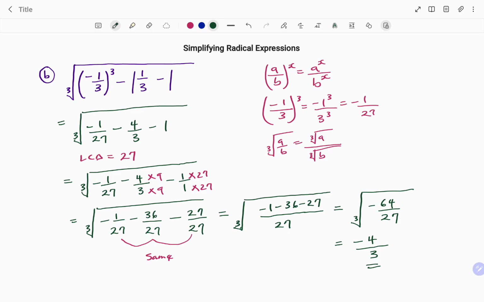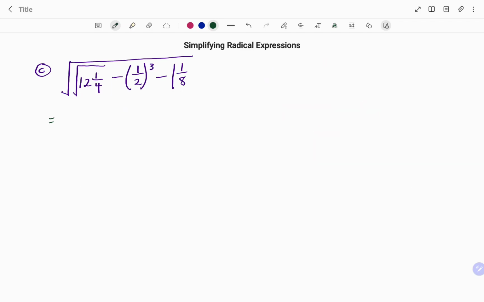Let's look at the last example. In this example, I'm going to find the square root of 12 1 over 4 minus, in brackets, 1 over 2 to the power of 3 minus 1 1 over 8. I have another square root embedded in that. I'm going to try to simplify each term.